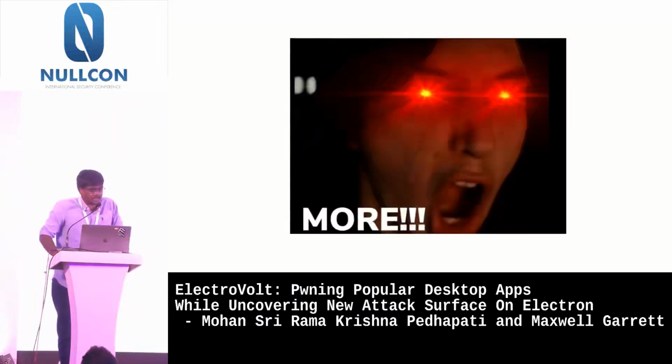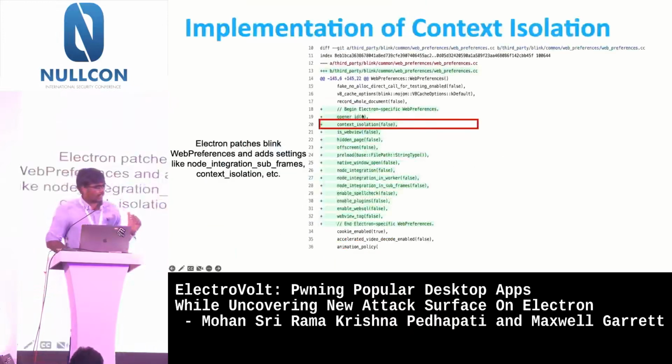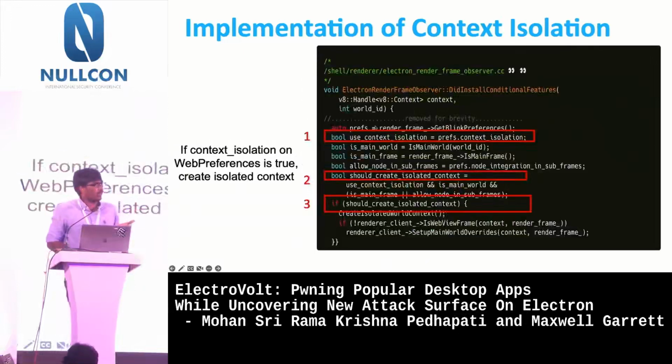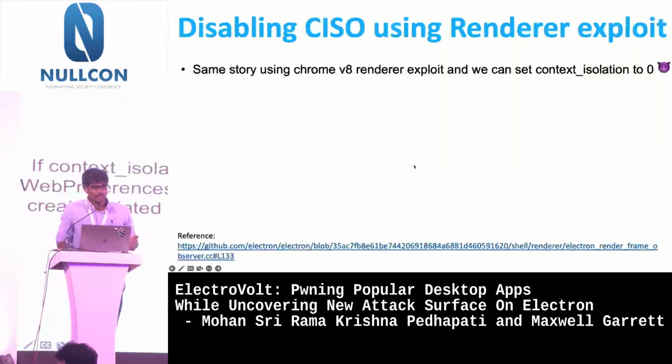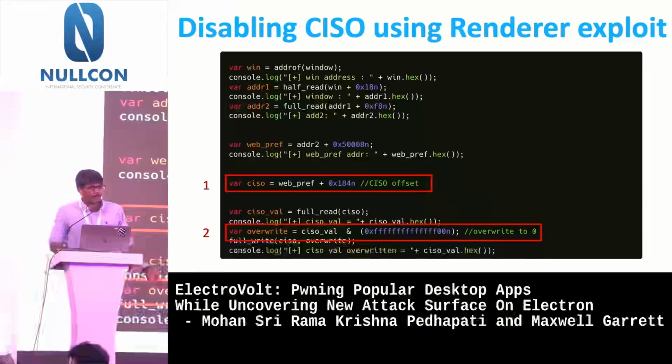Let's increase the restrictions. Let's see one more case study. Now, can we disable context isolation? Let's see. So similarly, same case. They patch the Blink web preferences and add this context isolation, and by default they set it to false. What you can do? The check is taking place on the render process. So they're checking if they should create an isolated context or not. So if you can flip this bit, you can just enable the context isolation. So same story. Use the V8 exploit and set the context isolation to false. You find the offsets, flip it, and pop the calculator.